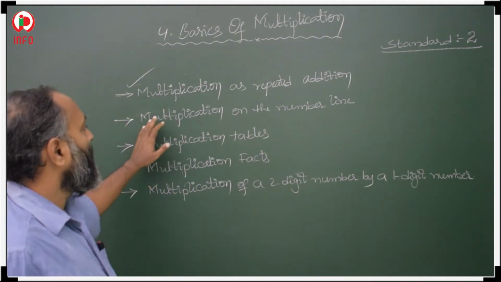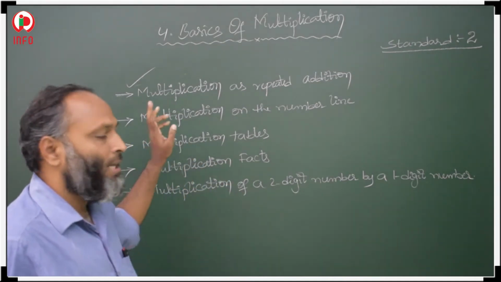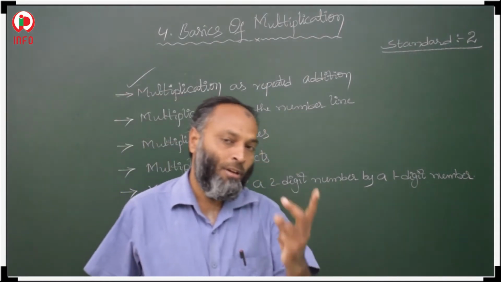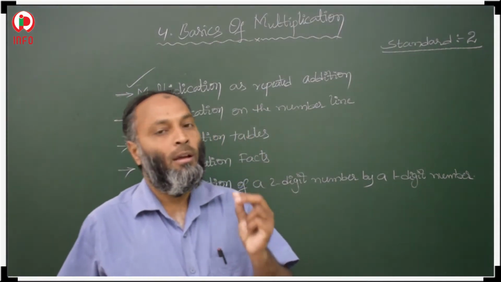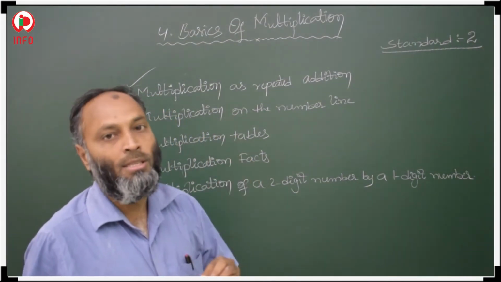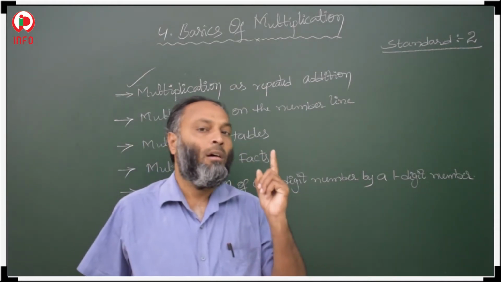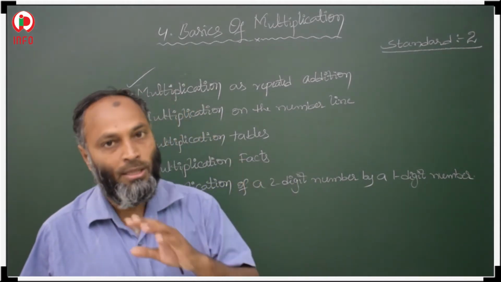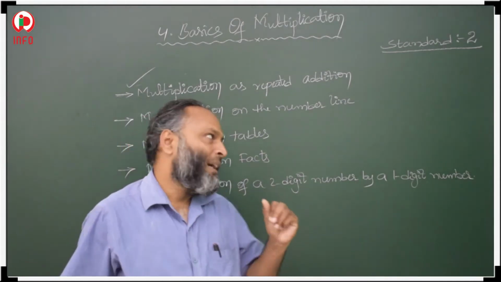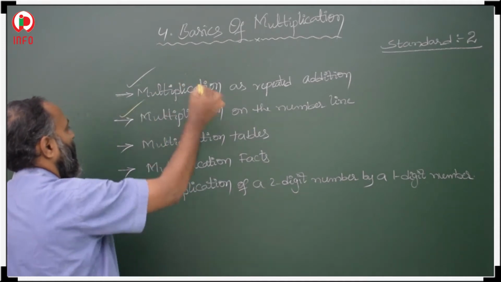Then second, multiplication on the number line. This is our second topic. We did addition on the number line and subtraction on the number line, and that is completed. And in this chapter, multiplication on the number line also we are going to discuss. This is our second topic.